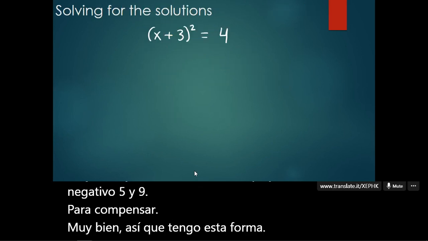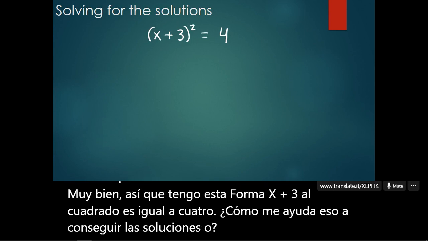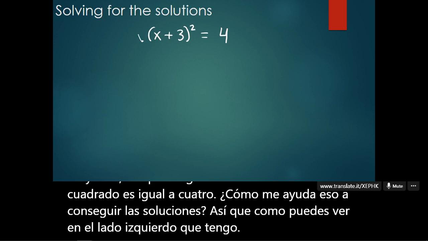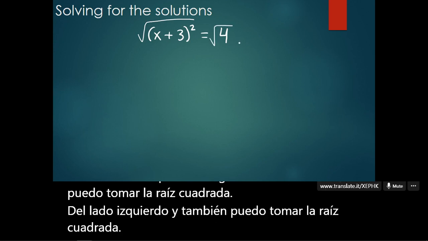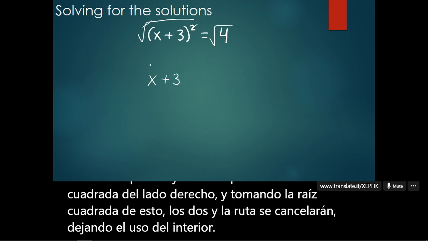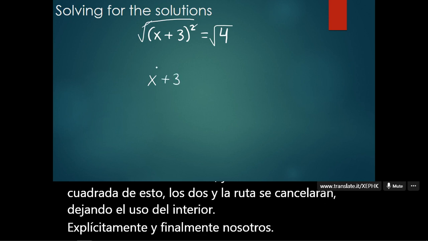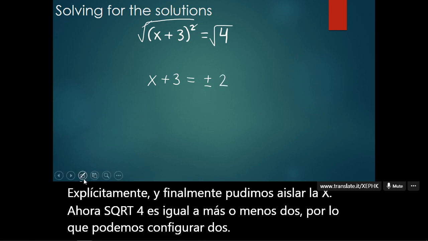How does that help me get the solutions? Well, as you can see on the left-hand side, I have x plus 3 squared, and I can take the square root of the left-hand side. And I can also take the square root of the right-hand side. And by taking the square root of this, the 2 and the root will cancel out, leaving just the inside, x plus 3. And finally, we were able to isolate the x. Now, the square root of 4 is equal to plus or minus 2. So we can set up 2 equations from this in order to get our 2 solutions.